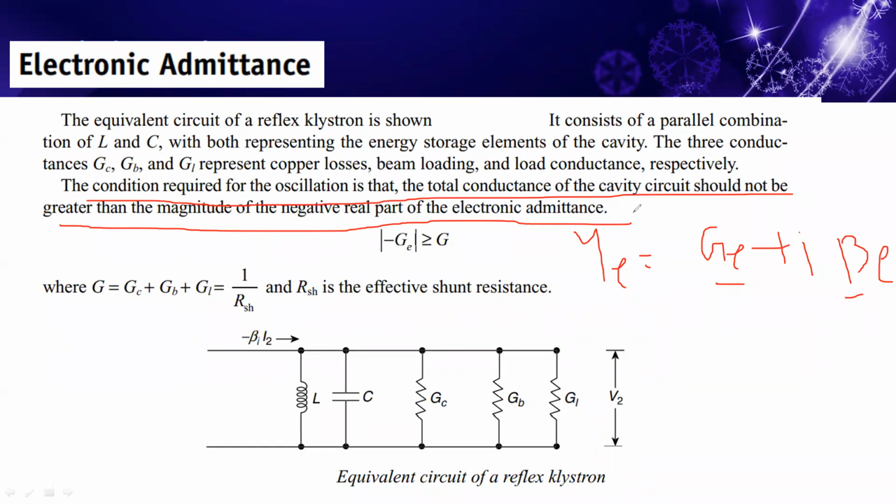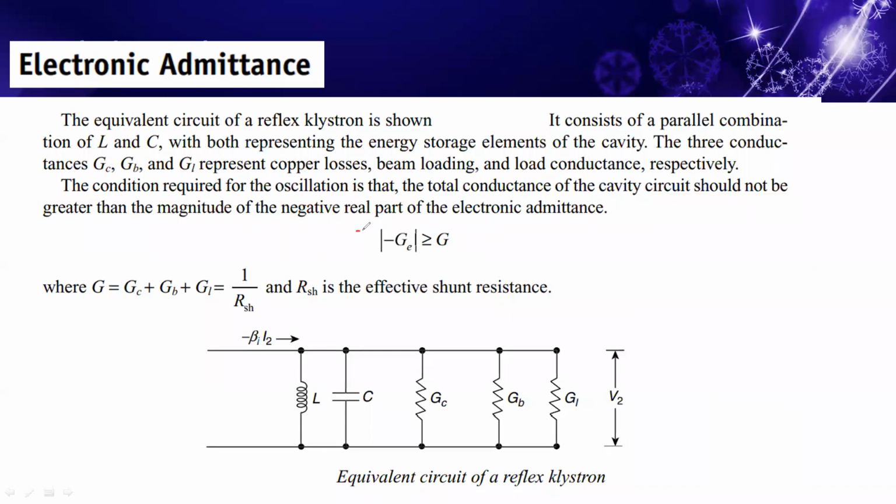This electronic admittance information is used to evaluate the number of oscillations. Under that condition, G should not be greater than the magnitude of the negative real part. So that's why here I am taking the negative real part. The magnitude of the negative real part is always greater than G. So again, what is G mentioned here? This is the G.